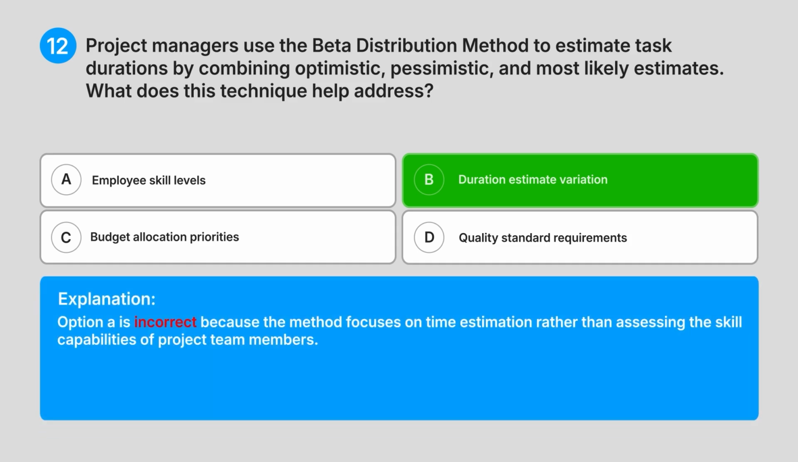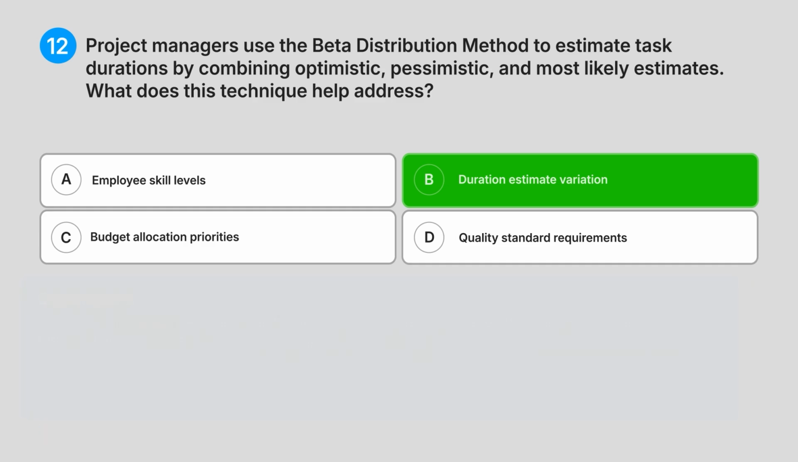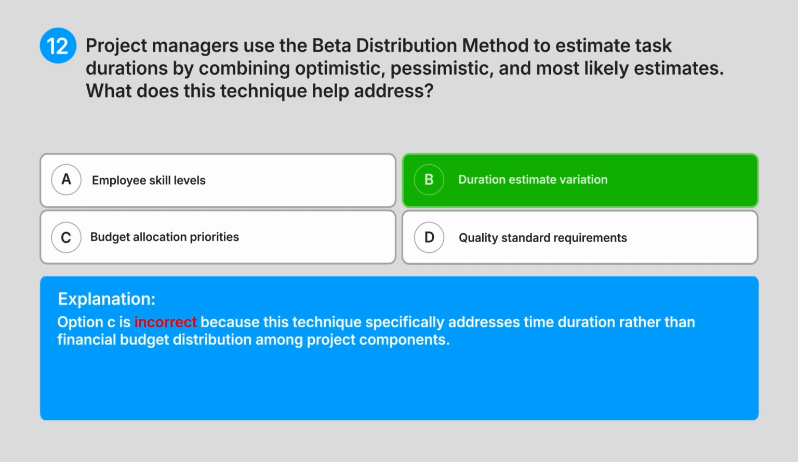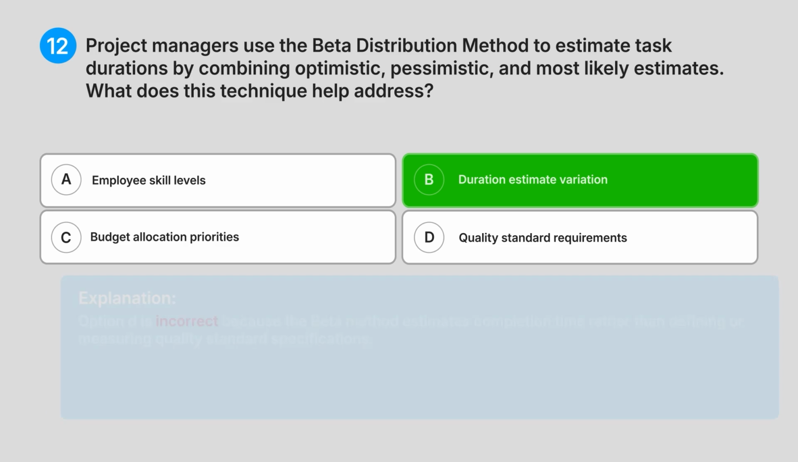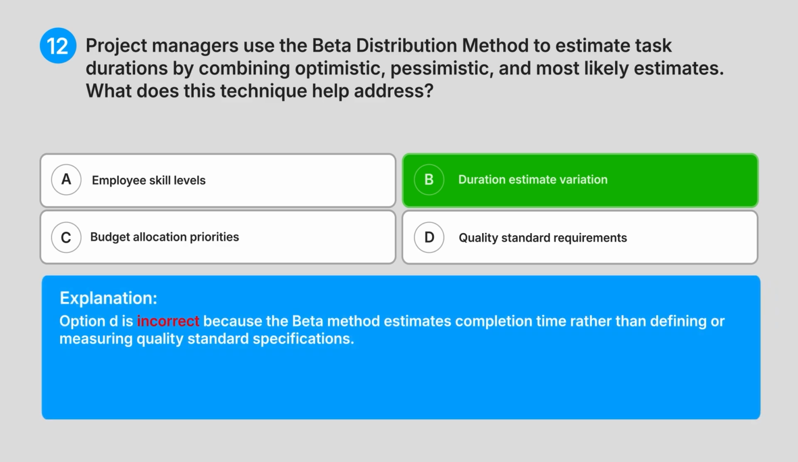Option A is incorrect because the method focuses on time estimation rather than assessing the skill capabilities of project team members. Option C is incorrect because this technique specifically addresses time duration rather than financial budget distribution among project components. Option D is incorrect because the beta method estimates completion time rather than defining or measuring quality standard specifications.